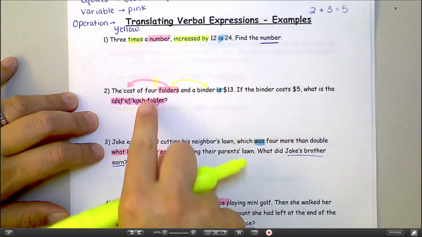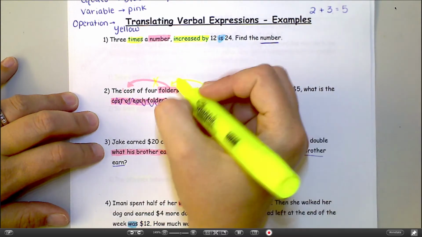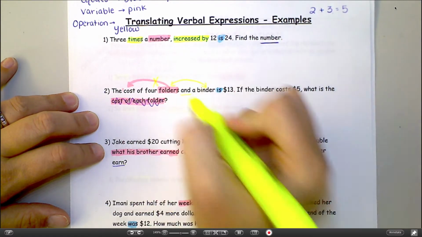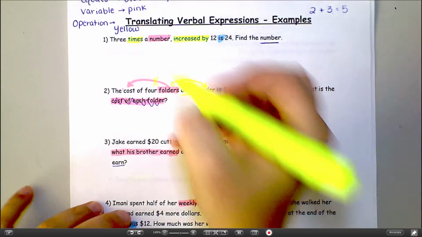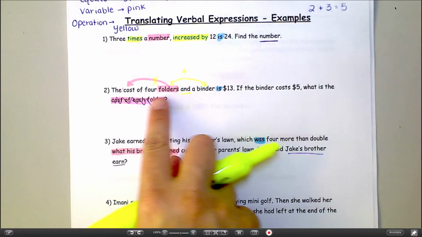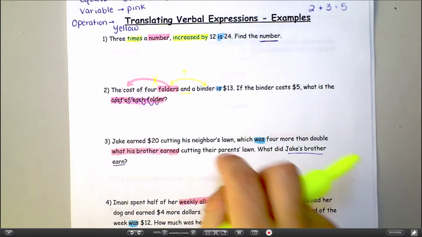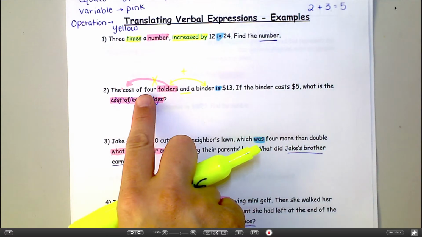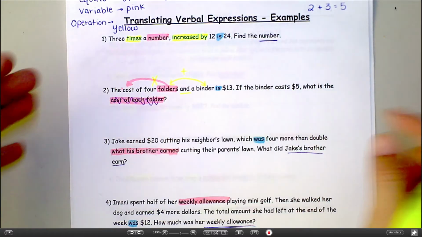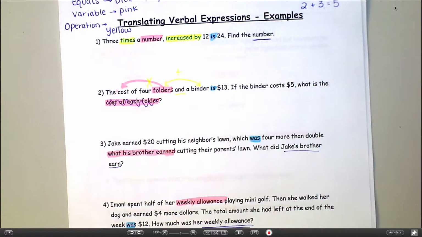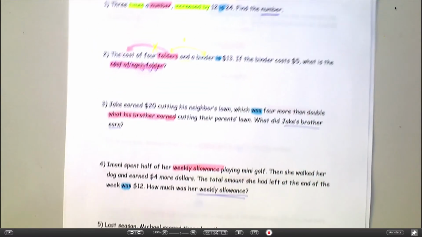So I'm doing the total cost of folders and a binder. So I really don't want to highlight the word and, because and does not always mean addition, but in this case it's telling you that you're going to end up adding there. You're going to be doing the cost of 4 folders and a binder all together, and it's going to be $13. Hopefully that makes sense. We'll talk more about that in class if you're confused.